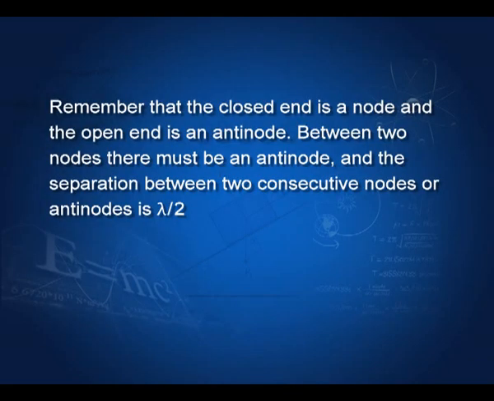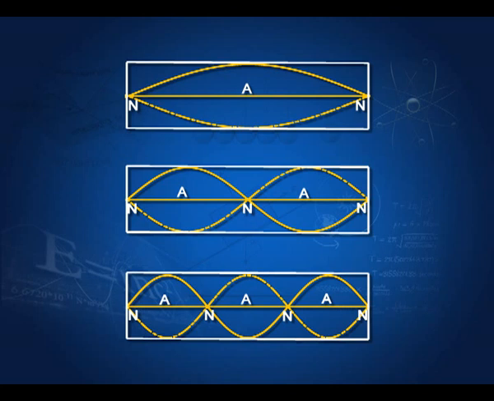So, if you remember this, then just as on the strings, you can see how these standing waves are formed. Here is the pipe closed at both ends and you have nodes at both ends. In between there is an antinode and the length of the pipe is lambda by 2, or lambda is twice the length of the pipe. Here we have three nodes, the second mode of propagation, and two antinodes in between, and the wavelength now is equal to the length of the pipe.